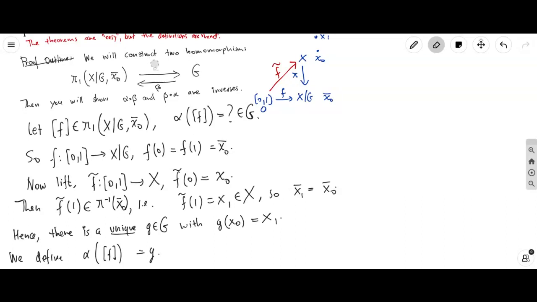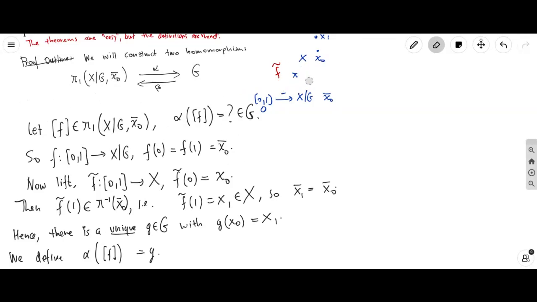So now here's the part that you have to check. You have to check that alpha is indeed a homomorphism. That should not be difficult to check. You have to take two paths, f and g, multiply them together, and show that alpha of their product is the product of the alphas that you get. And now, for the sake of completeness, let's do it the other way around. Let's construct the map beta that will take a group automorphism and create a closed path in the quotient. So let's remove all of this.